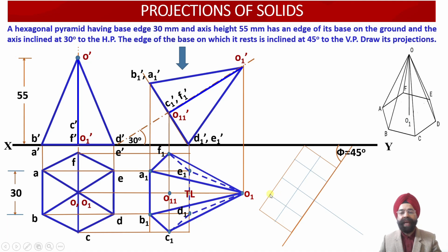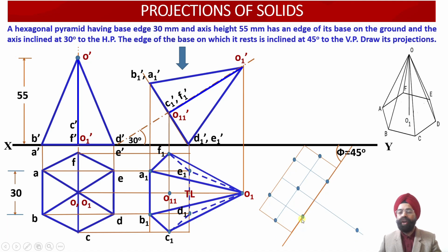So let us do that. If we locate these 2 points, we can locate A1, B1 over here and E1, D1 over here. As we have discussed, this is the edge onto which the hexagonal pyramid happens to be resting on the ground. So this edge E1, D1 must be lying over here.